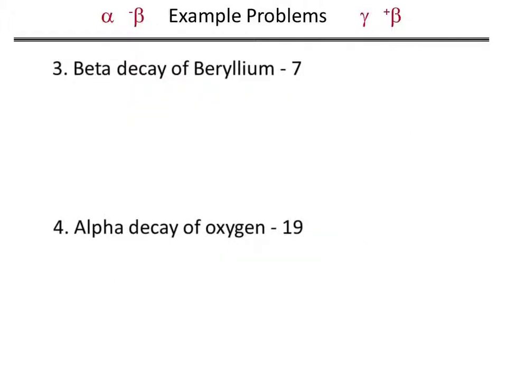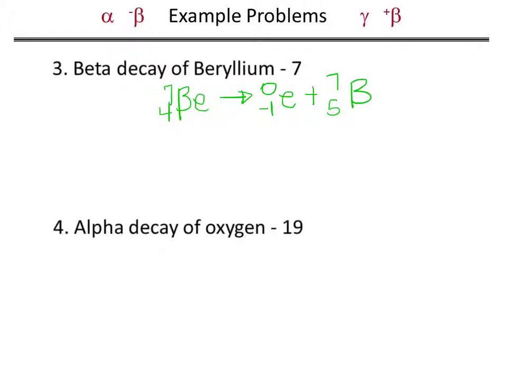Here's beryllium. So beryllium-7 has an atomic mass of 7. Be is the symbol, and it has an atomic number of 4. If it goes through a beta decay, I'll write 0, -1 e. We gain a proton, so the new atomic number is 5, and the atomic mass stays the same. Our new element is boron.